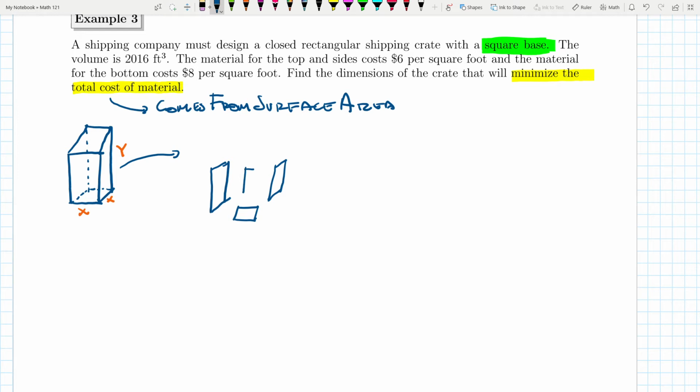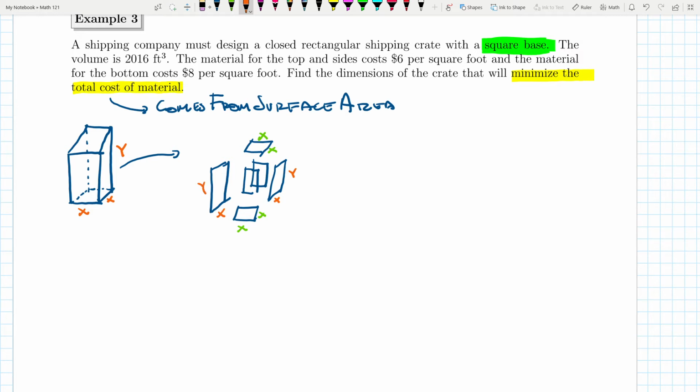One front, one back, and another top. All right, so those are the 6 pieces that actually form this box right here. So notice in this case that the bottom, which is x by x, the top will also be x by x. However, for the sides, all of them will be of the dimension x and y.